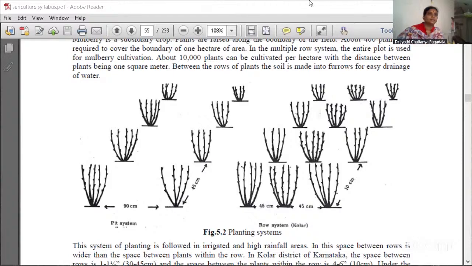Here the spacing between rows facilitates the use of a power tiller for intercultural operations and transportation of leaves. It also facilitates use of a drip irrigation system. It accommodates more plants per acre, and allows easy and quick transportation of leaves, which reduces moisture loss and saves up to 40% due to shoot harvesting.